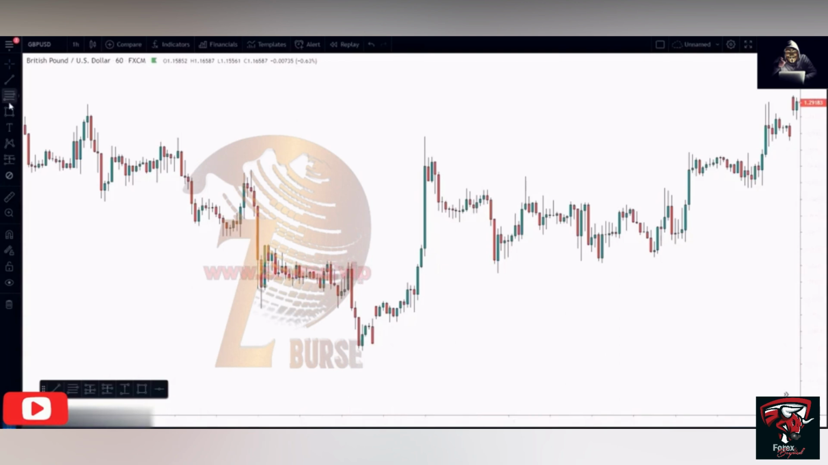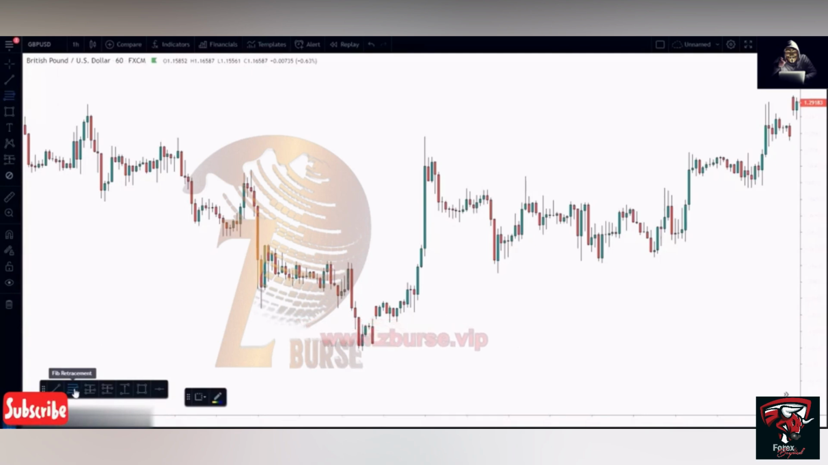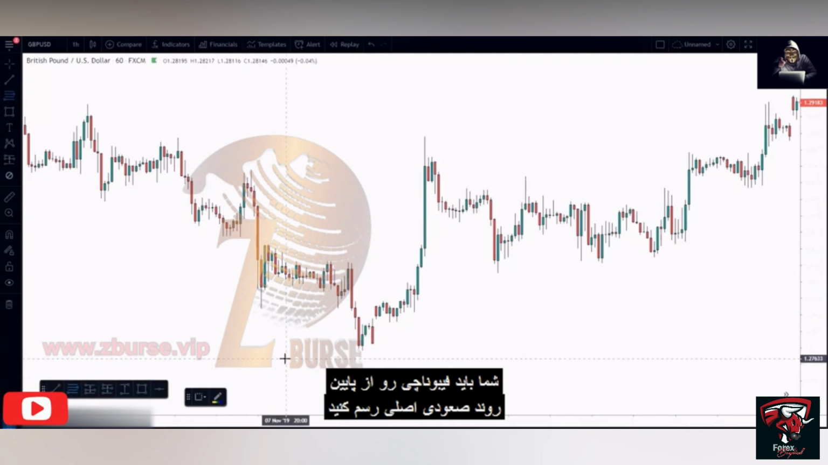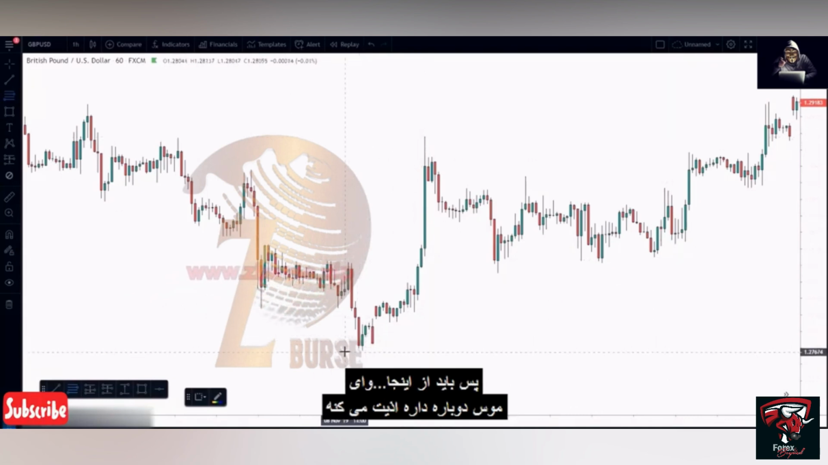So, this is your Fibonacci right here. I told you to put it in your toolbox earlier in this course. So, there it is right there. Fibonacci retracement, okay? How are you going to draw your Fibonacci? You're going to draw it from the main push, okay? The main push. Look at this push to the upside. From here to here, you have a main push. So you draw your Fibonacci from here.